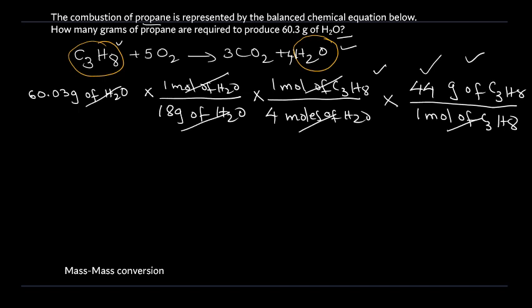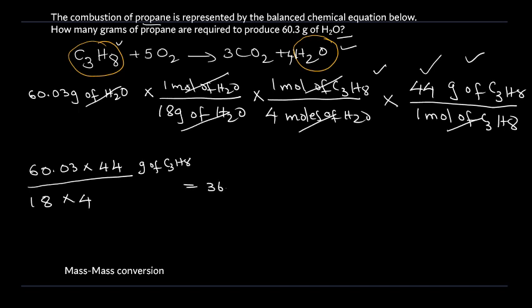And now I will just write the numbers in the numerator, 60.03 times 44. I am not writing 1, it is not going to make any difference, divided by 18 times 4. And what is left on the numerator, the unit is grams of propane. So that equals 36.65, and how many sig fig I need? 3 sig fig. So I can write that one as 36.7 grams of C3H8.